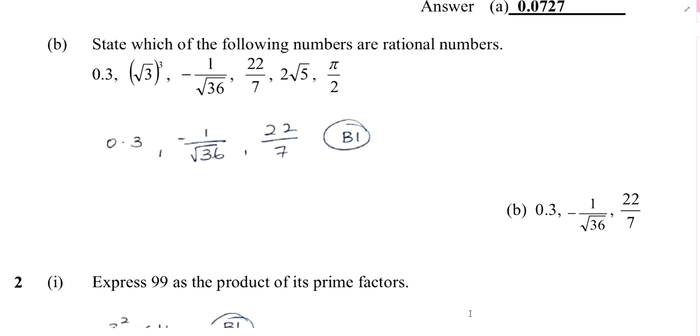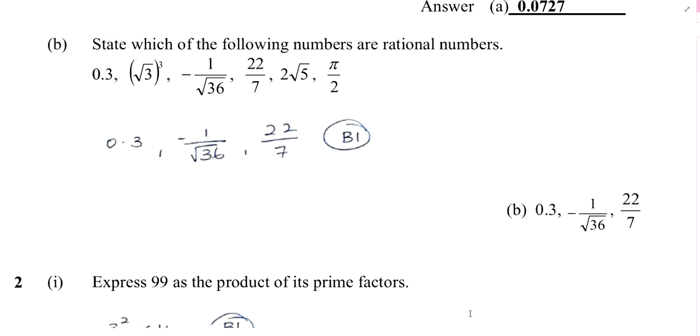First one we have 0.3, negative 1 over square root of 36. What is square root of 36? 6. So I have an integer, another integer. So can 22 over 7 also be an integer? So it also works. 22 is an integer, 7 is an integer, so this will also be a rational number.